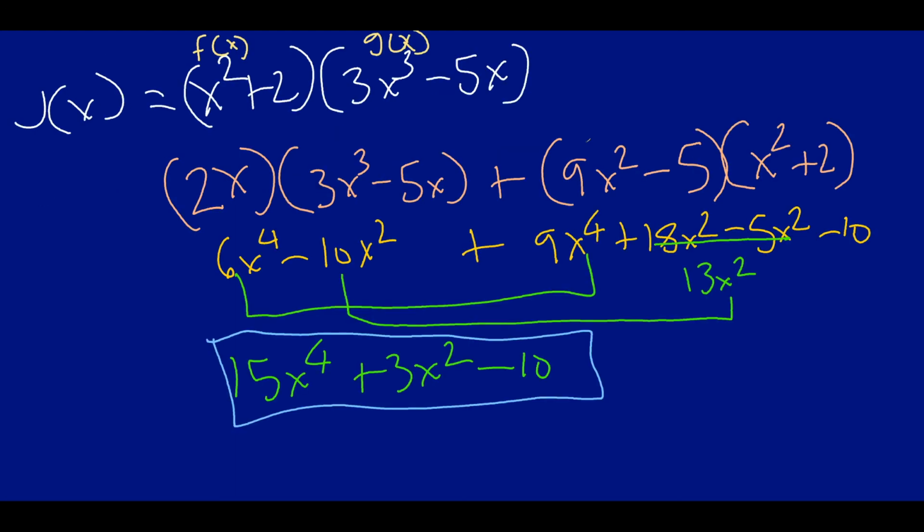And so right here was an example that we worked on together where we took j of x, which was x squared plus 2, that quantity multiplied by the quantity of 3x to the third power minus 5x, and by using the product rule, we were able to find the final answer at the bottom.